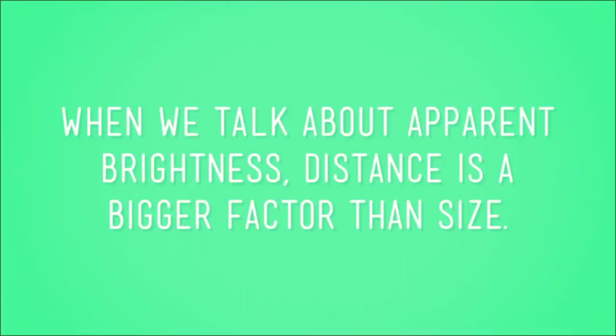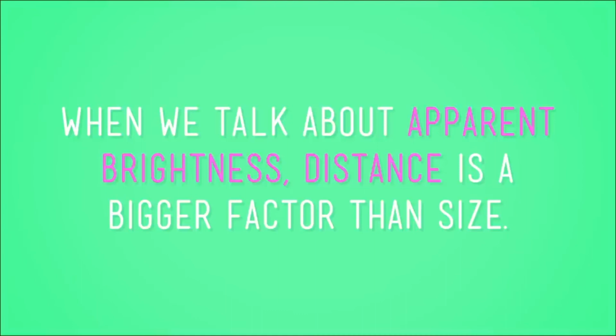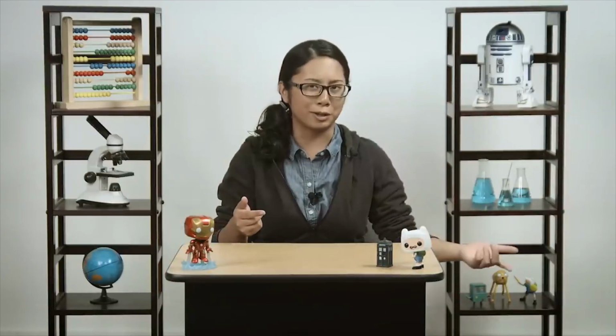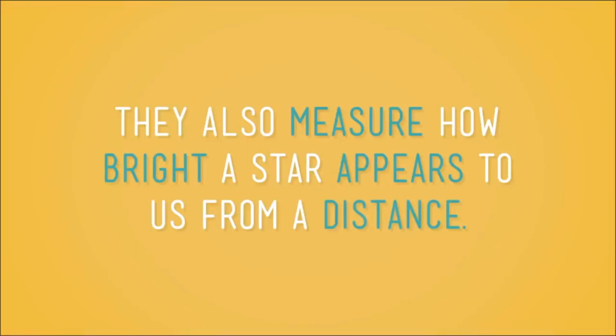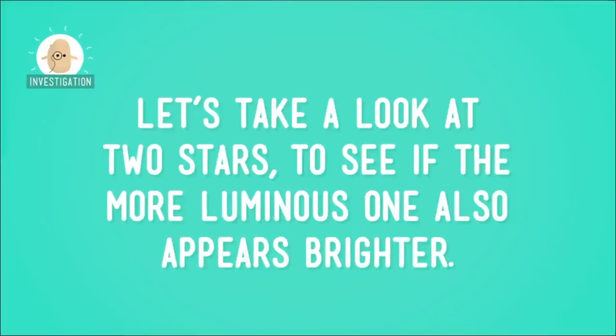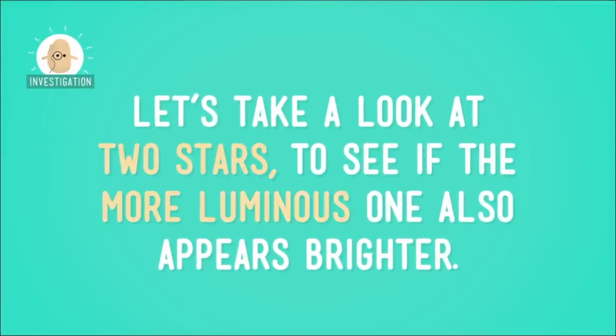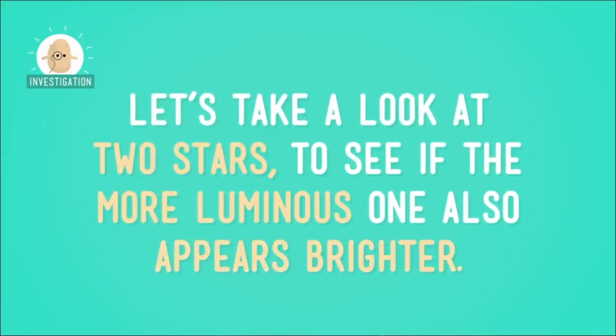When we talk about apparent brightness, distance is a bigger factor than size. Since astronomers can't really go into space to see those stars up close, because they'd burn up and it would take too long to actually get to another star, they also measure how bright a star appears to us from a distance. This measure is called its apparent brightness. So regardless of its size or its power, how near or far a star is to Earth plays a big part in how bright it appears to us. Not convinced? Let's take a look at two stars to see if the more luminous one also appears brighter to us Earthlings.